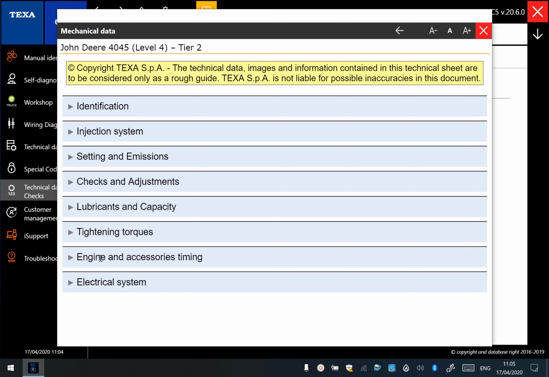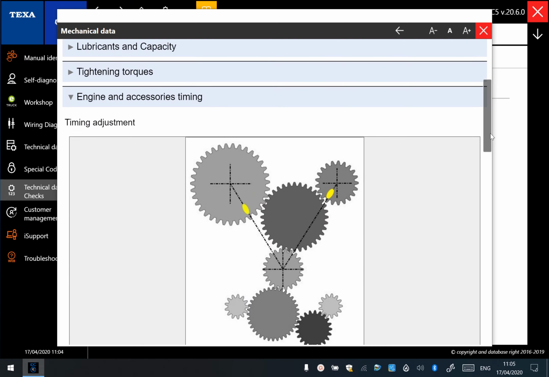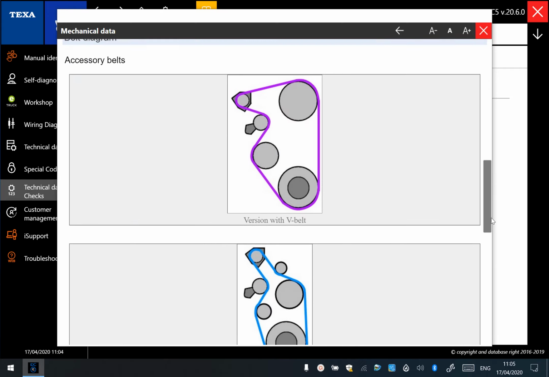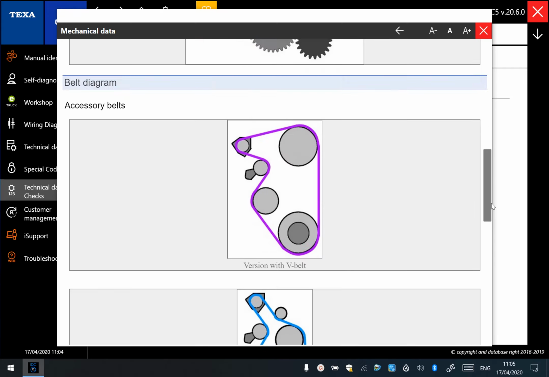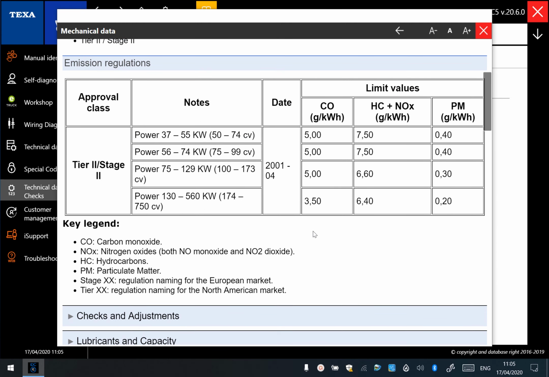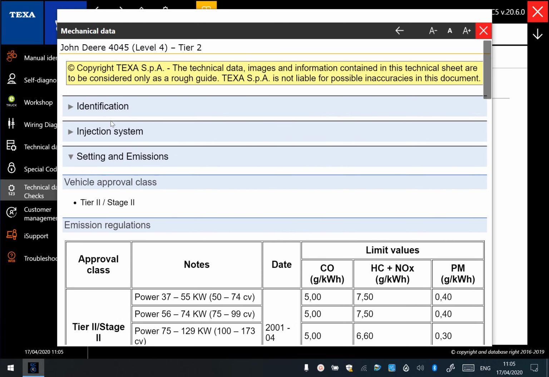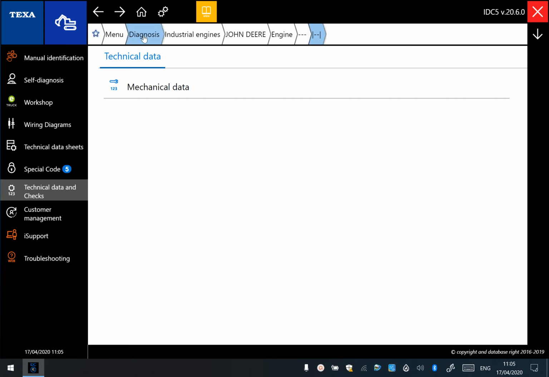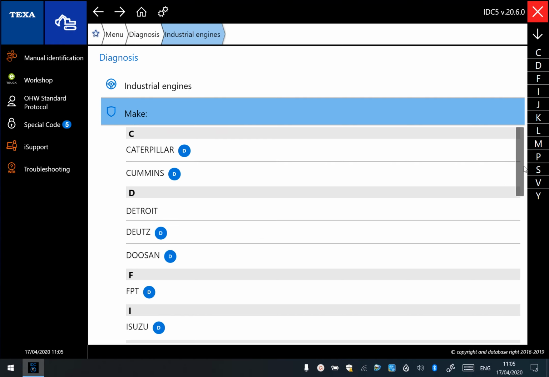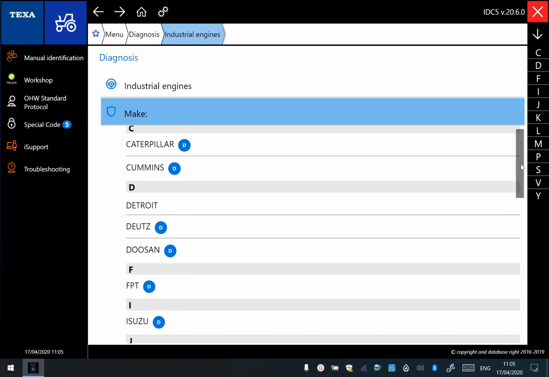Electrical system, engine and accessory timing. So again, it shows you how to time the engine, and a bit of information with regards to the belts there. Settings and emissions, again, a bit of information there for you. So yeah, a variety of information in there. So like I said, that's a bit of a whistle-stop review, or at least to give you an idea of the generators or the industrial engines that we can communicate with.